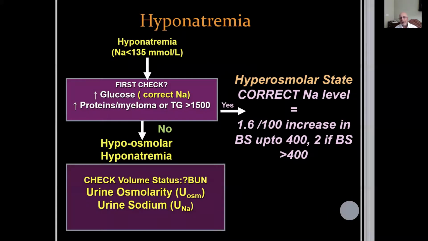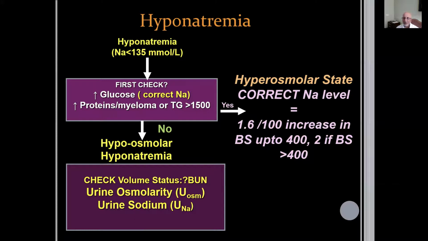So let us take a look at hyponatremia and how do we approach hyponatremia. When you see a patient with hyponatremia, the first thing you must ask yourself is, is this a hyperosmolar state? Namely, does the patient have increased glucose, DKA, or hyperosmolar state? There may be other situations such as a myeloma, increased protein, or increased triglyceride that may also cause hyponatremia. You have to correct the patient's serum sodium in a hyperosmolar state based on the blood sugar.